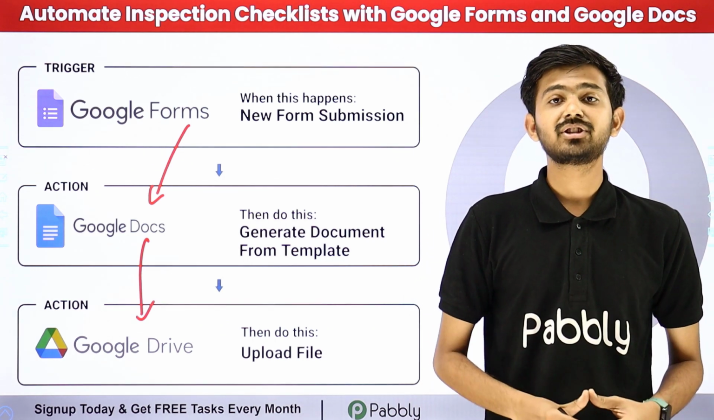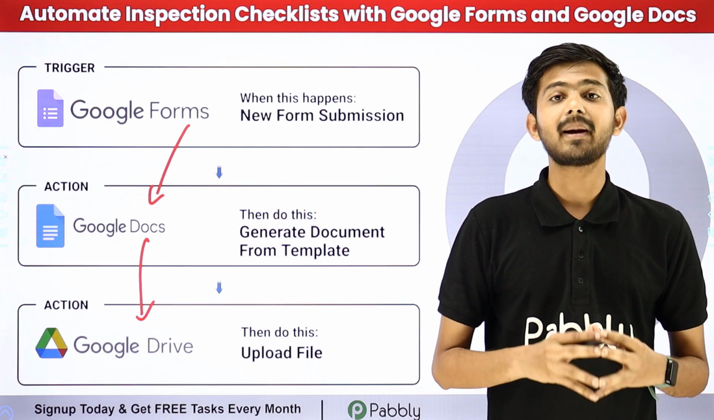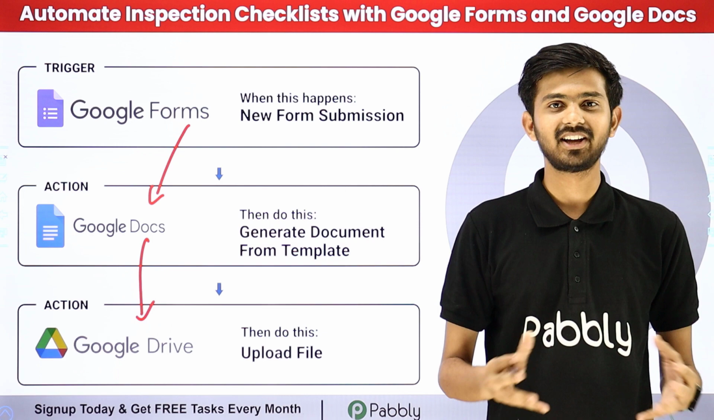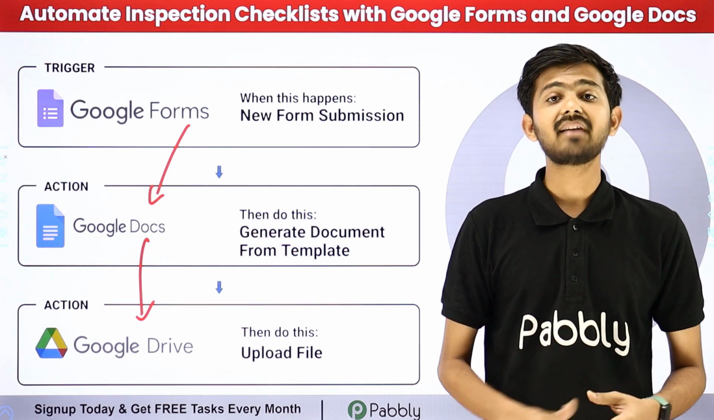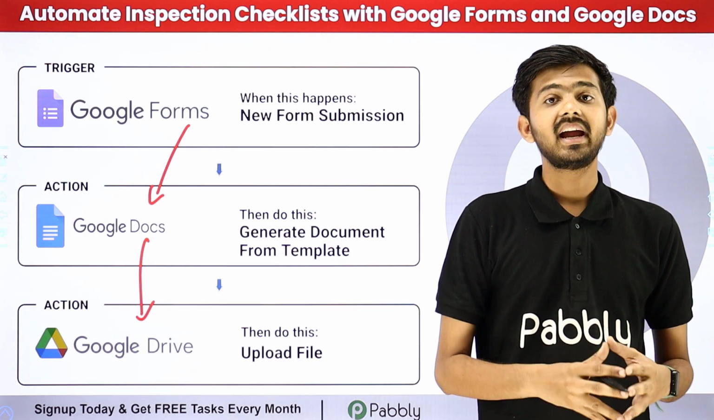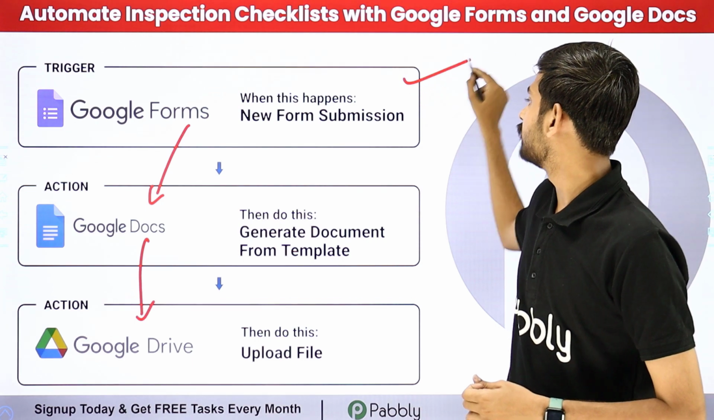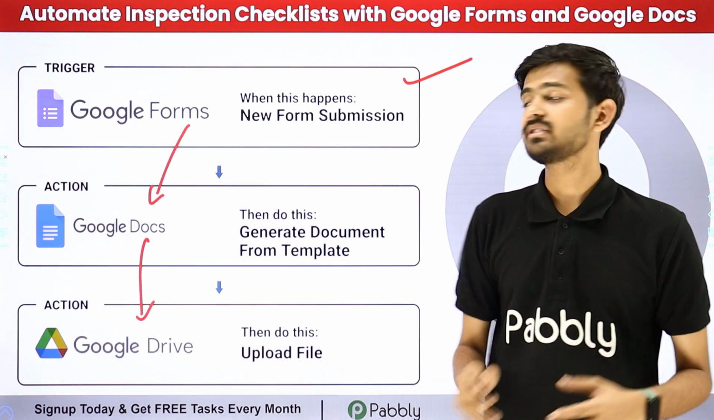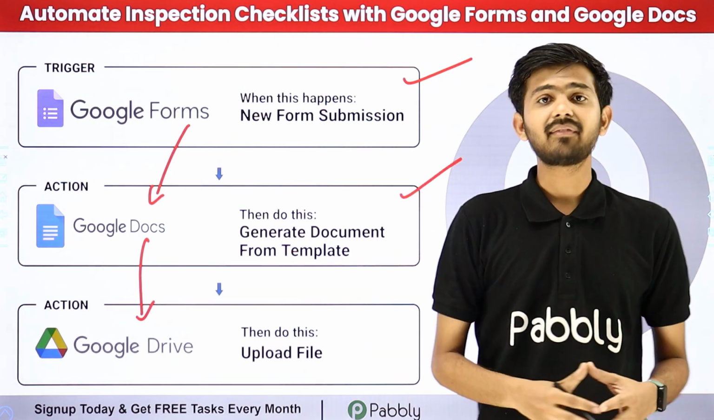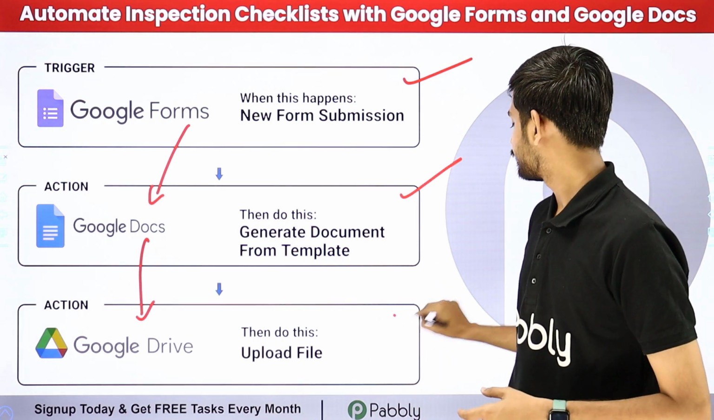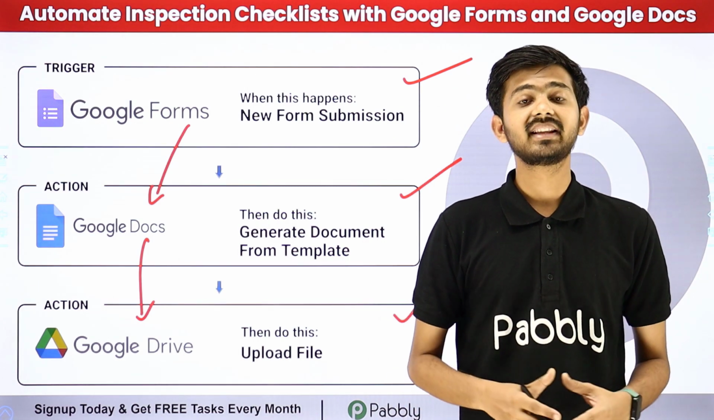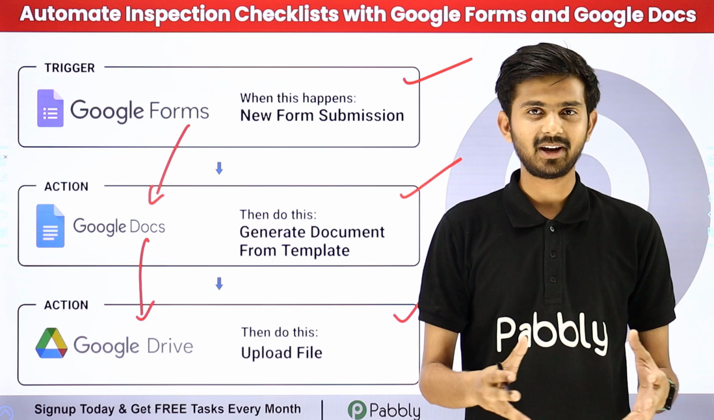For building this connection, I'm going to use Pabbly Connect, which is an amazing software for automation and integration. In Pabbly Connect, I have to use trigger and actions. In trigger application, I'm going to use Google Forms. In action application, first I'm going to use Google Docs, and after that, I'm going to use Google Drive. So how am I going to build this connection? For that, let me take you to my computer screen.